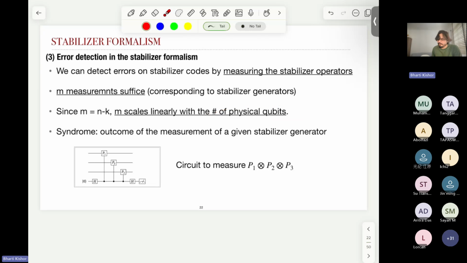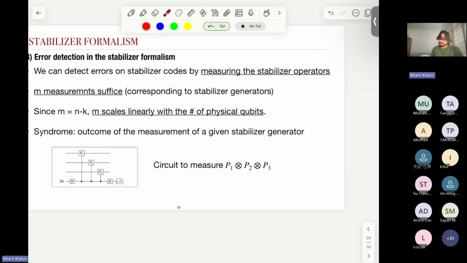It scales linearly, and the object that will be relevant for us, which will tell us what has happened to our code state, is called the syndrome, which is the outcome of the measurement of a given stabilizer generator. So basically you will have different stabilizer generators, and you will measure them, and that will give you a vector of syndrome elements, and from there you can infer what error has occurred.